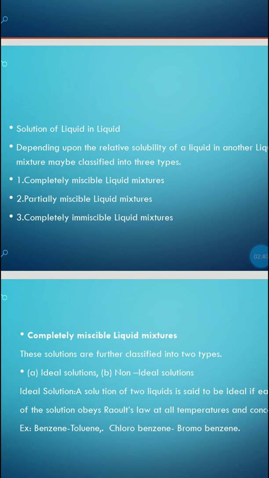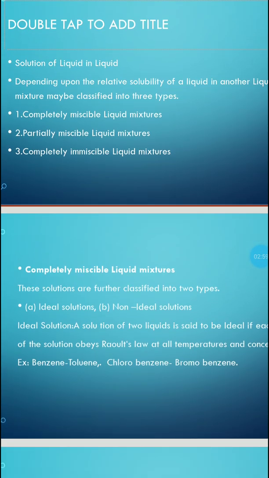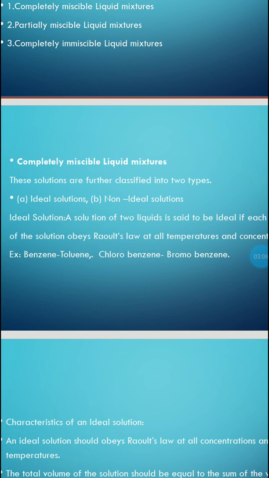Some liquids are partially soluble in liquids. Such types of liquid mixtures are called partially miscible liquid mixtures. Some liquids do not dissolve in any other liquid. Such types of solutions are called completely immiscible liquid mixtures. Completely miscible. Now we are studying completely miscible liquid mixtures. These are further classified into 2 types: ideal solutions and non-ideal solutions.